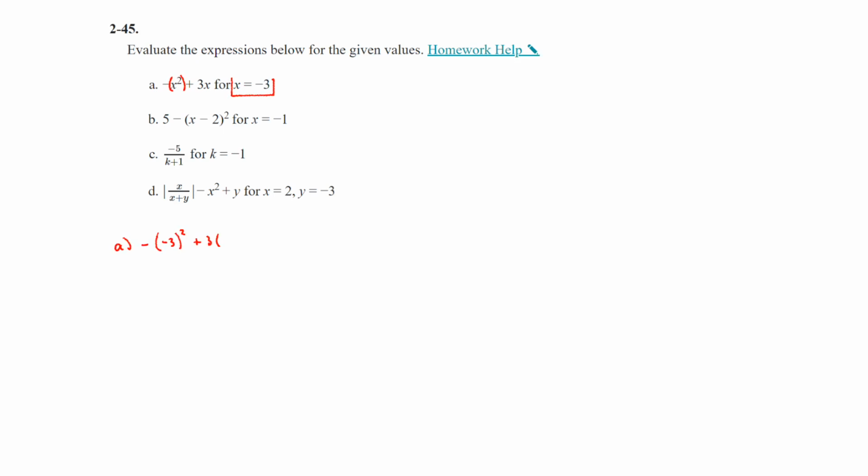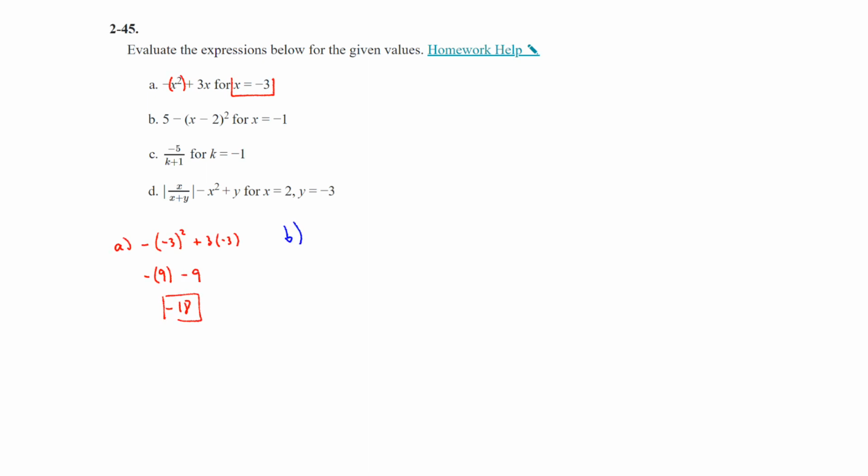There's 2 x's on this one. You need to make sure you plug in -3 to both of them. So -3 squared is 9. That's the answer right there, but then that negative still follows down, and 3 times -3 is -9. So what's -9 minus 9? -18.